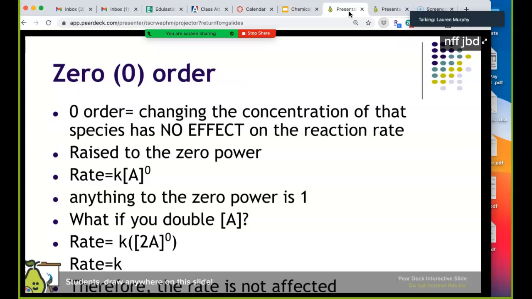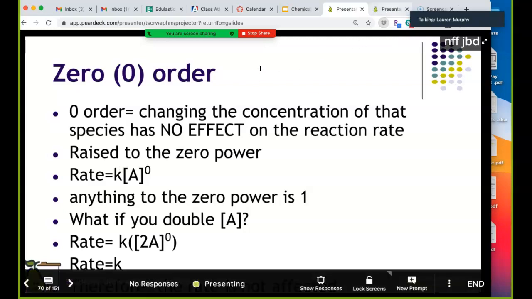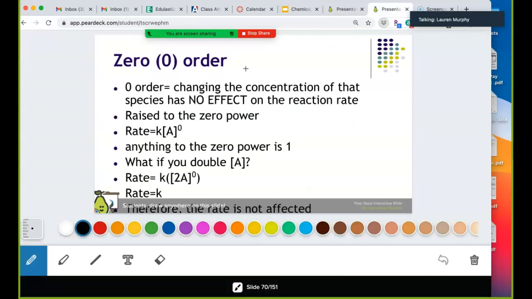If a reaction is 0 order with respect to a reactant, it means that reactant has 0 effect on the speed or the rate of the reaction. And you go, well, why is that? Well, if we go to write a rate law that's 0 order, we do this.